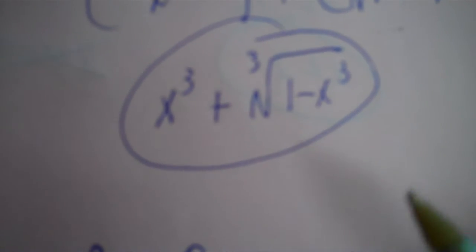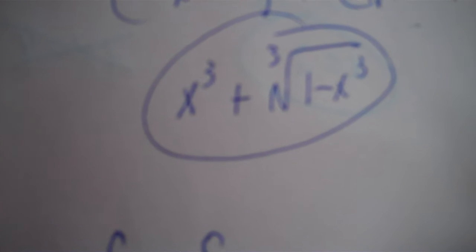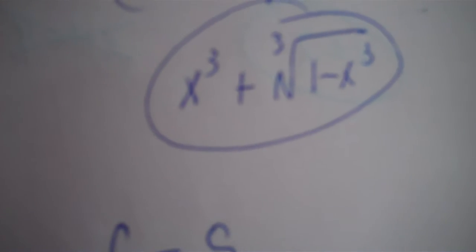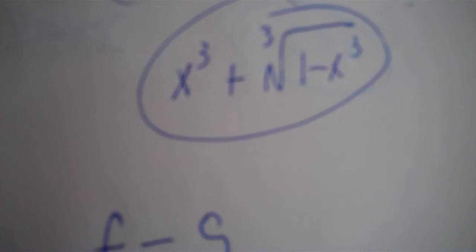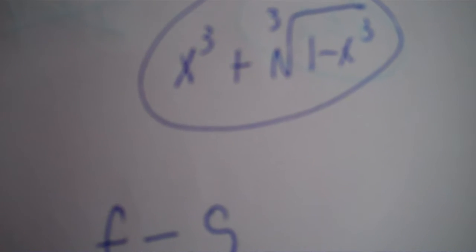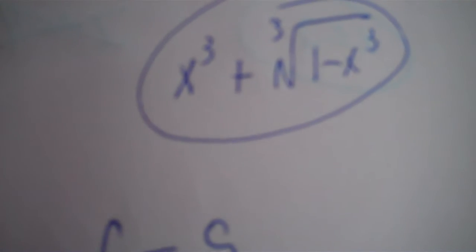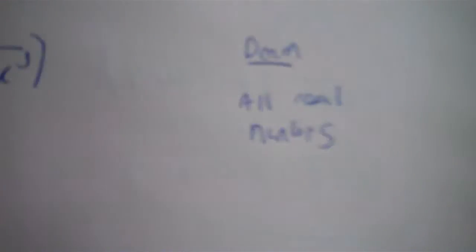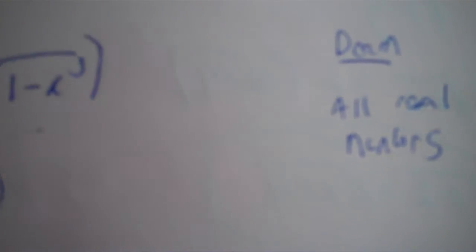Now, the domain is all reals, and some of you are going to be like, oh, but the x is under a root. Yeah, but it's not under a square root, okay? It's under a cubed root. You can have negatives inside of a cubed root. You can't have them inside of a square root. You can have the cubed root of a negative, okay? So you do not have to go 1 minus x to the third greater than or equal to 0. The domain is all real numbers. I was doing that on the other one, setting the inside greater than or equal to 0, because it was a square root, okay?